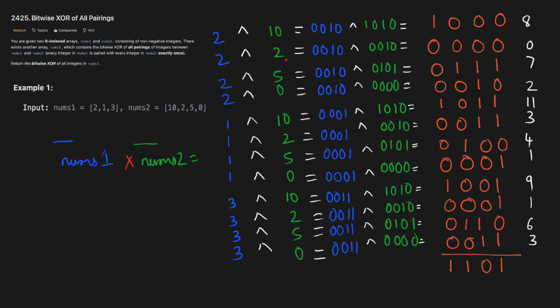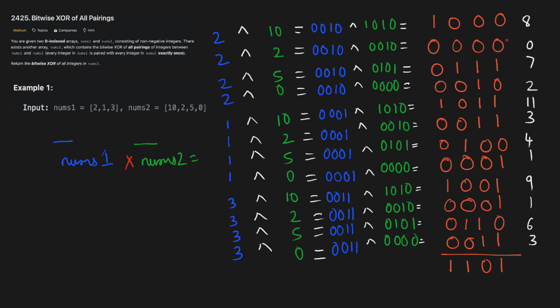Similarly, we will perform pairwise XOR between the rest of the elements. So 2 XOR 2 will give us 0, 2 XOR 5 will give us 7, 2 XOR 0 is equal to 2, and likewise for the rest of the elements. Now we got the pairwise XOR between all the elements in nums1 and nums2, and this is what Leetcode was referring to as nums3. And we have to return the bitwise XOR of all integers in nums3. So we have to perform bitwise XOR on these numbers as well.